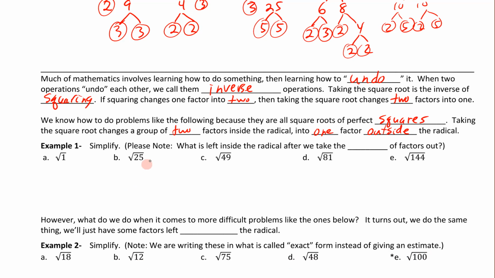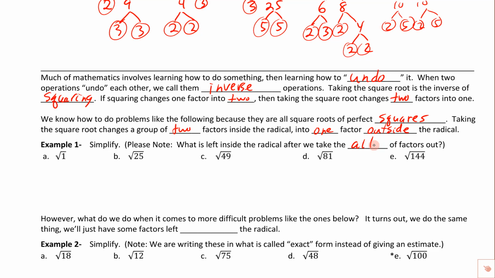Okay? So I want you to notice what is left inside the radical after we take the, and we're going to be looking for, so write this down, pairs. Pairs are going to be a big deal. Write down pairs of factors. So what's left inside the radical after we take the pairs of factors out? That's going to be really important for simplifying these.